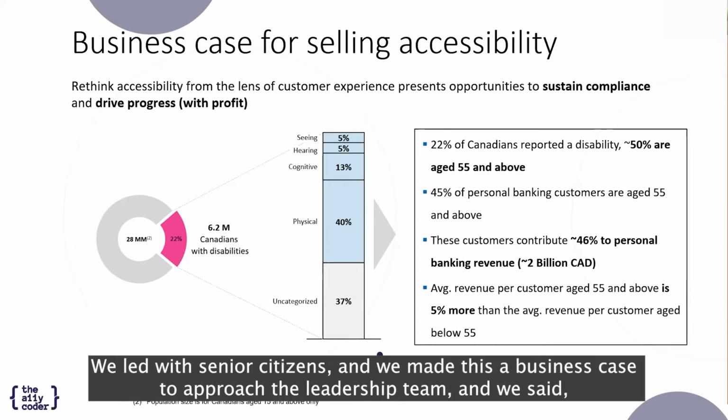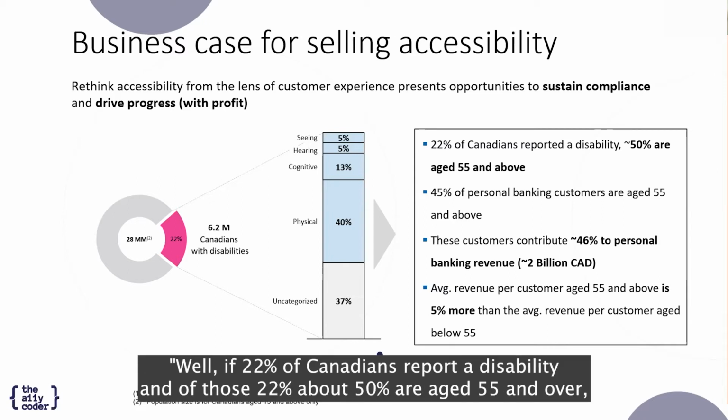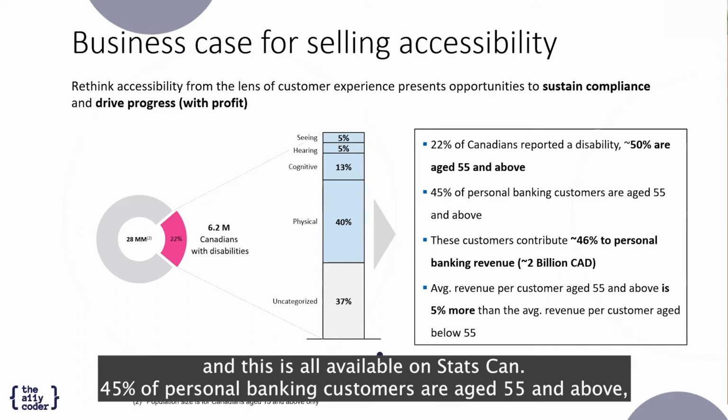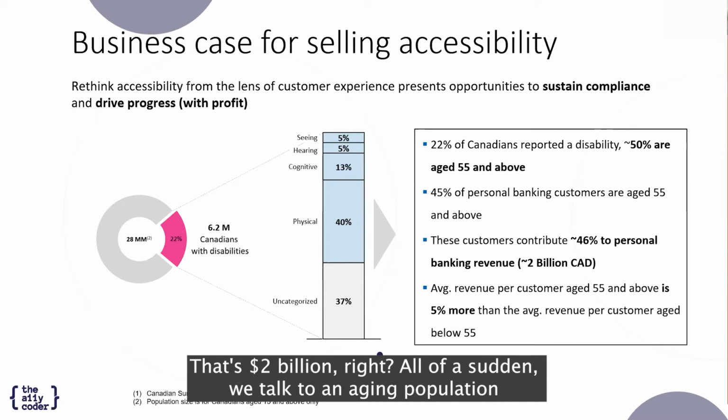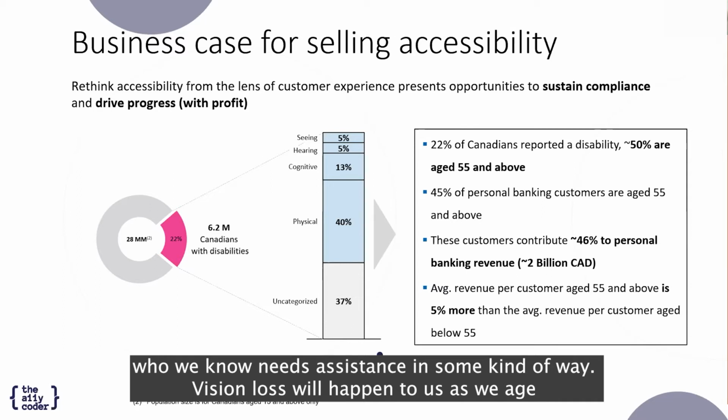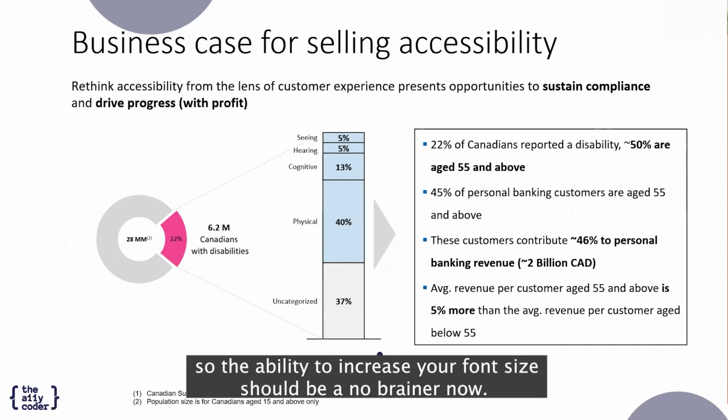We led with senior citizens, and we made this a business case to approach the leadership team. And we said, well, if 22% of Canadians report a disability, and of those 22%, about 50% are aged 55 and over. And this is all available on StatsCan. 45% of personal banking customers are aged 55 and above, which means these customers contribute about 46% of personal banking revenue. That's $2 billion, right? All of a sudden we talk about an aging population who we know needs assistance in some kind of way. Vision loss will happen to us as we age. So the ability to increase your font size should be a no-brainer now.